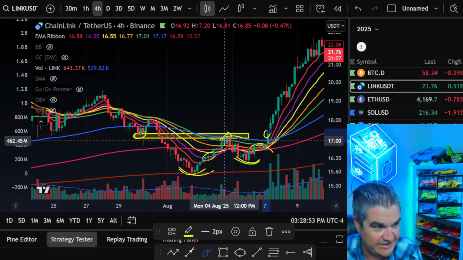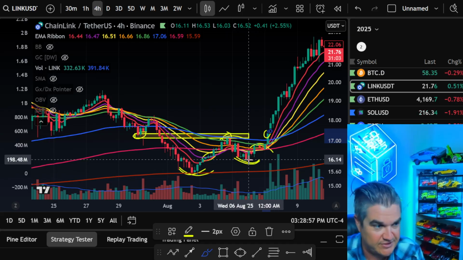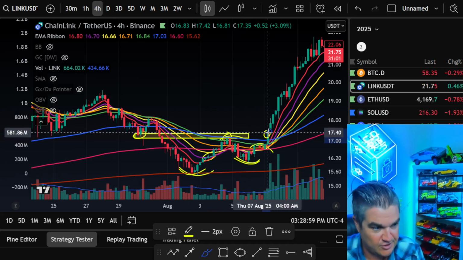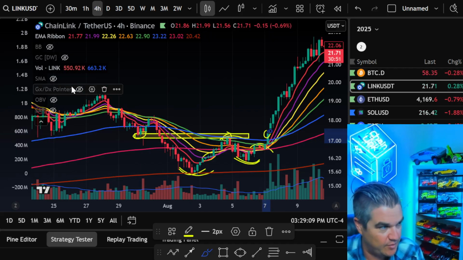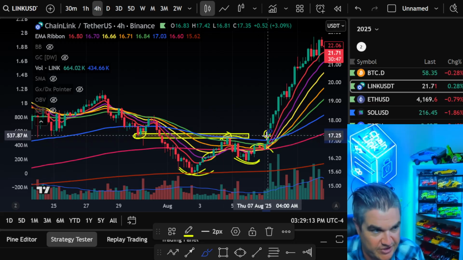So making a high is irrelevant. Making a higher low is good, but only half of the puzzle. Right there, August 7th at 4 a.m. UTC time, that's where Link established a short time frame uptrend and a break of that downtrend completely and a confirmation of a new uptrend.